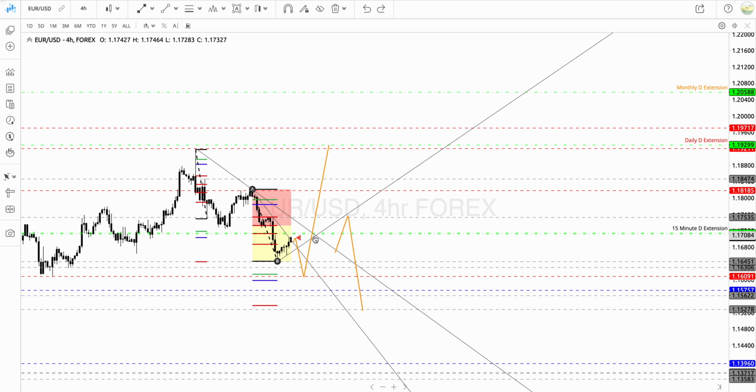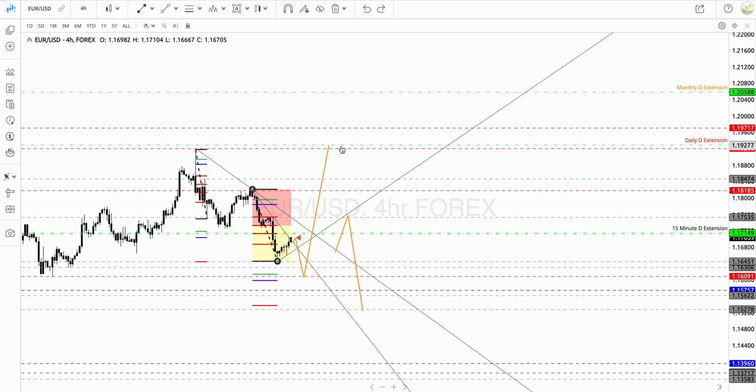On the 15, it looks like we are headed to the downside. So my personal bias, based on what I'm seeing, is that we have a short-term sell opportunity and then another move to the upside. I would really like to see price complete this daily extension, but let me look on the daily.